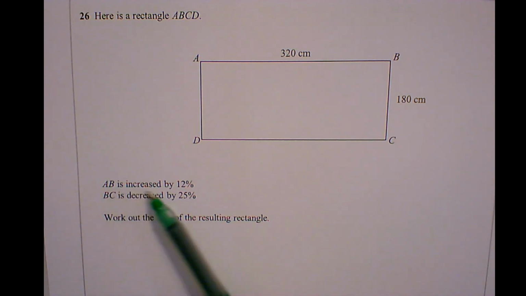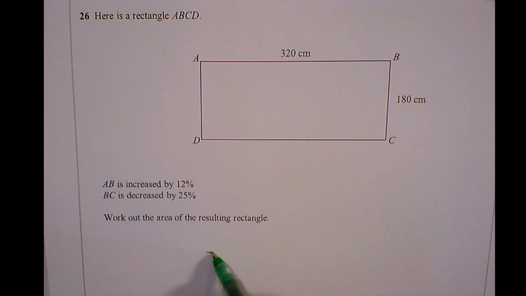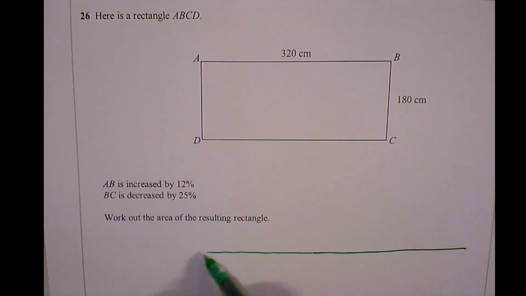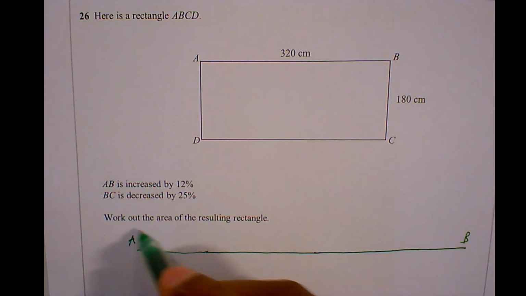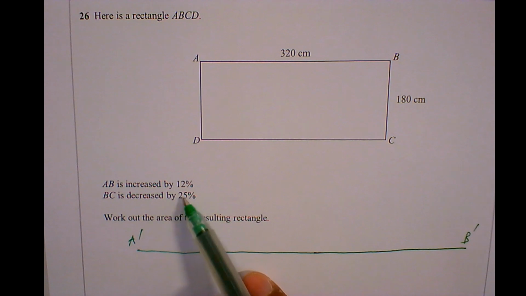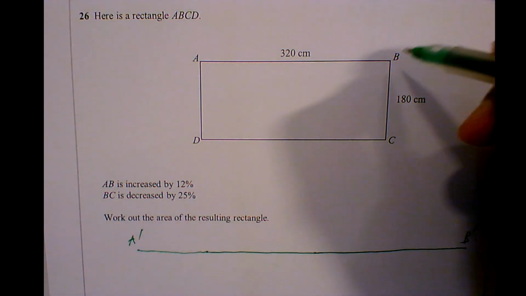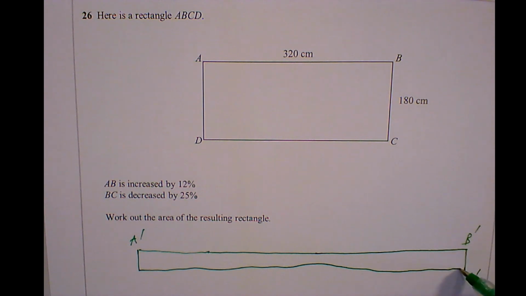So I've got AB is increased by 12%. So A to B is increased. I'm going to sketch this a little bit longer just so that I can visualize it. I'm exaggerating it, as you can see by the line. This is like a new A point and a new B point. BC, so B to C, is decreased by 25%, so this is becoming shorter. I'm just going to shorten this, make it really short, the new C point, and then turn this into a rectangle.